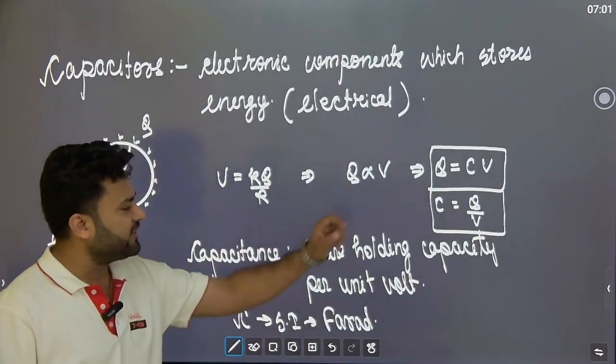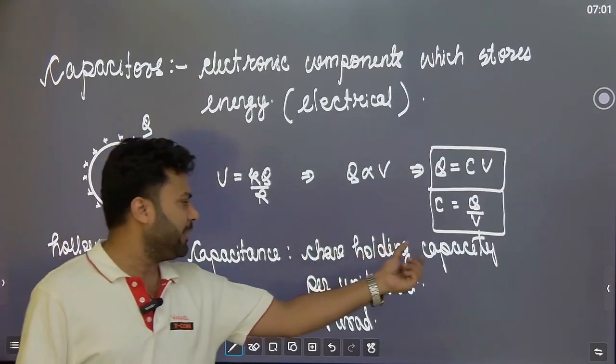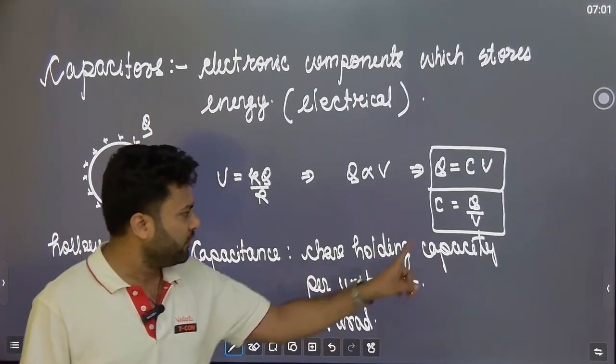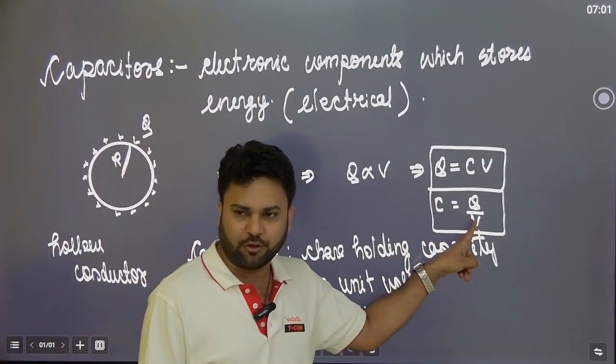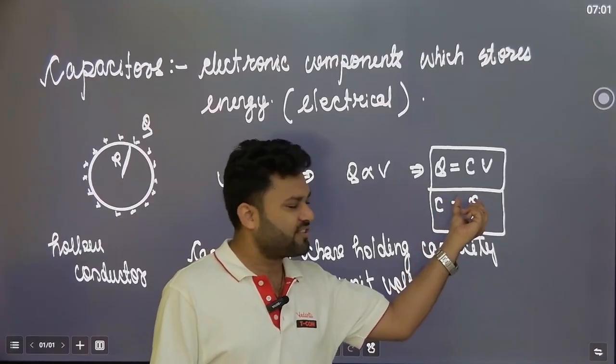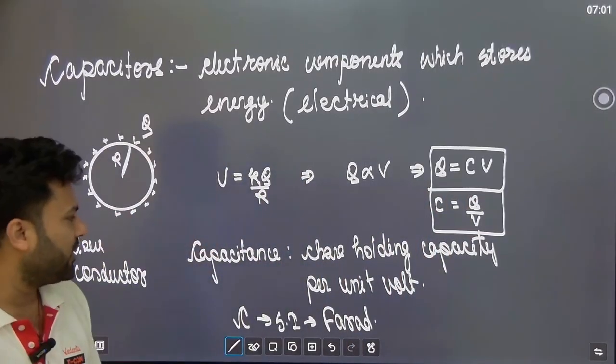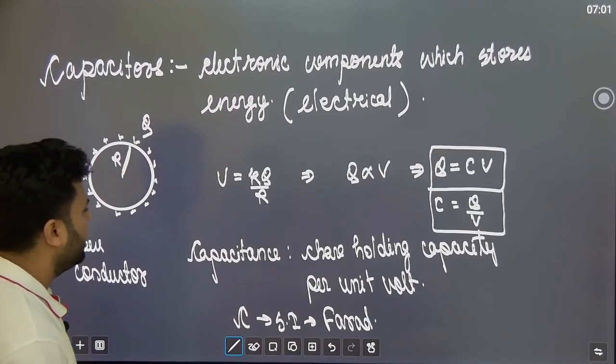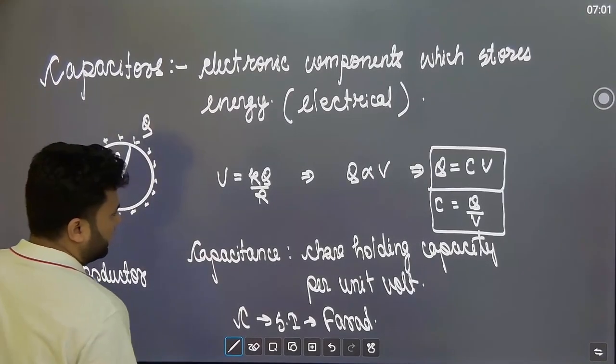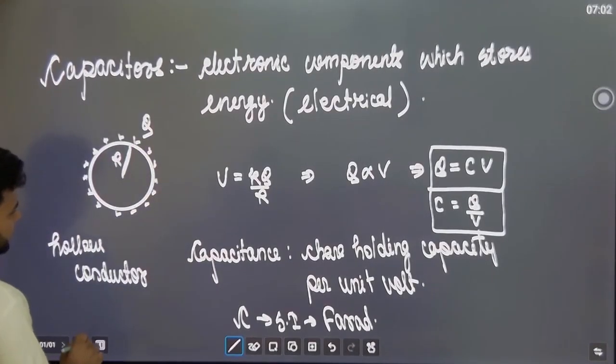That's why I defined what is capacitance. Charge holding capacity per unit voltage. If you give 1 unit volt, how much charge can a body hold? Okay. Next we have C.